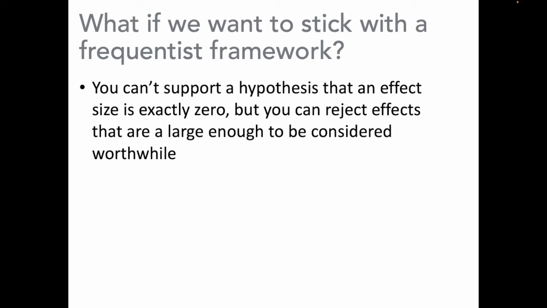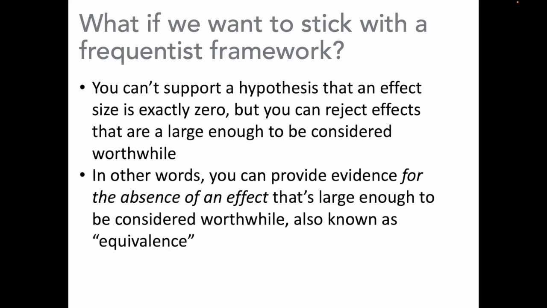Within frequentist hypothesis testing, you can't support a hypothesis that an effect is exactly 0, but you can reject effects that are large enough to be considered worthwhile. So you can provide enough evidence for the absence of an effect that's large enough to be considered worthwhile, which is also known as equivalence. Now, equivalence testing has been around since the 70s. It's been quite popular within pharmaceutical sciences. It's only really taken off within psychology maybe within the past 5 years, probably because it wasn't actually included as an option within SPSS until relatively recently. Unlike Bayes factor analysis, which is computationally expensive, or can be at least, this is relatively straightforward in comparison.